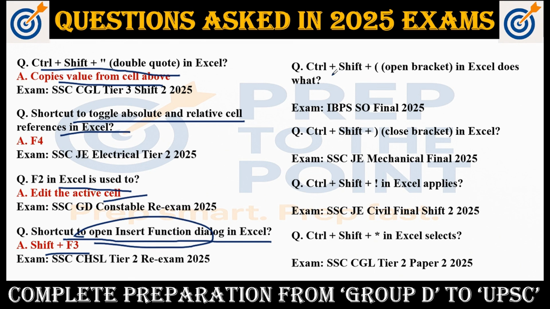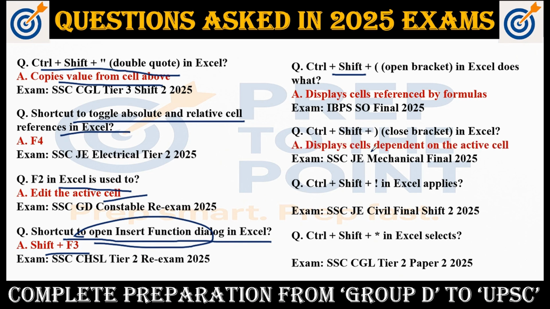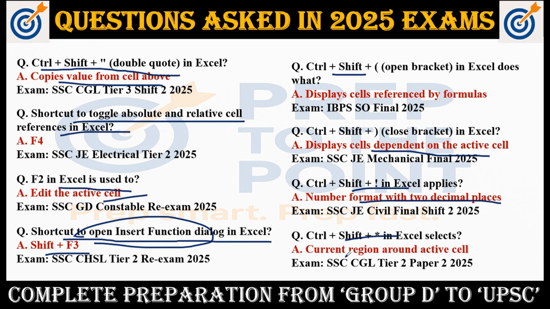Control plus Shift plus open bracket for displaying cells referenced by formulas. Control Shift open bracket to display cells referenced by formulas. Control Shift close bracket to display cells dependent on the active cell. Control Shift exclamation for number format with 2 decimal places. Control Shift star, current region around active cell.